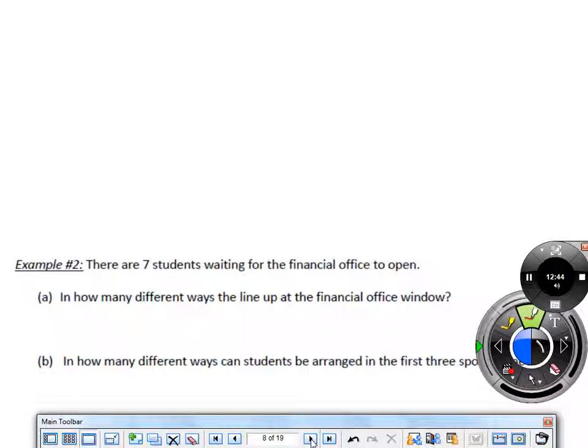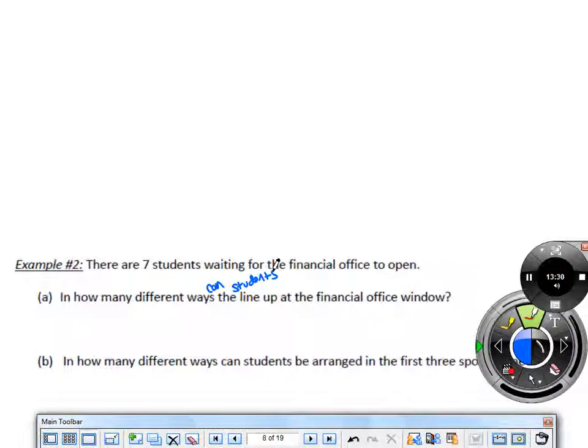How this can change a little bit and why they came up with the factorial and why it doesn't go all the way to 0. Okay? So let's say there are 7 students waiting for the financial office to open. Okay? So question 1, in how many different ways can the students line up at the financial office window? So there's 7 people sitting there waiting for it to open. Let's see, they see the lady walking up, and you want to predict how many different ways they could line up. Okay? How are we going to figure this out?